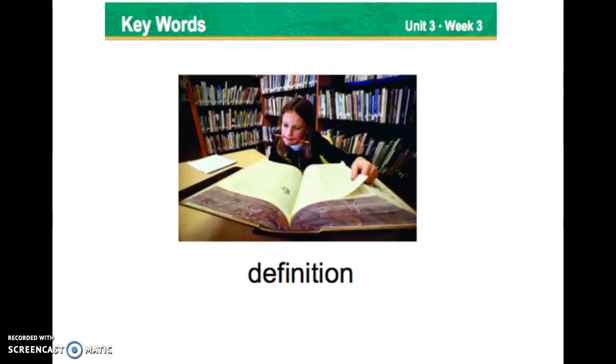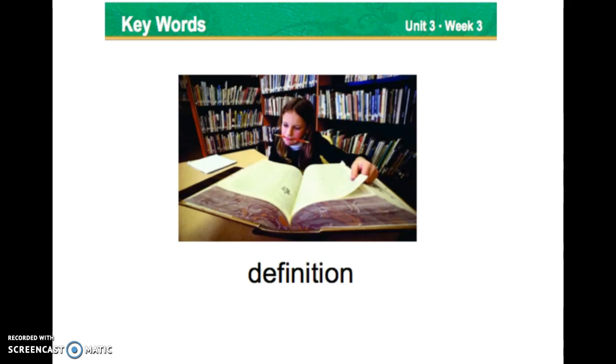Our last word this week is definition. A definition explains what a word means. Make sure you write the definition of definition in your notebook. The word mollify was new to me, so I looked up its definition in an online dictionary. Why do you think it's important to know the definition of a word?